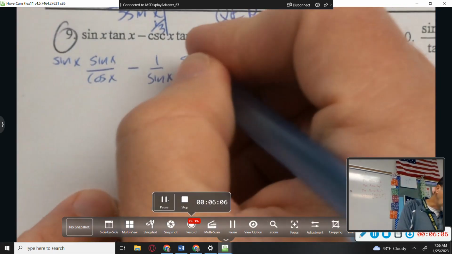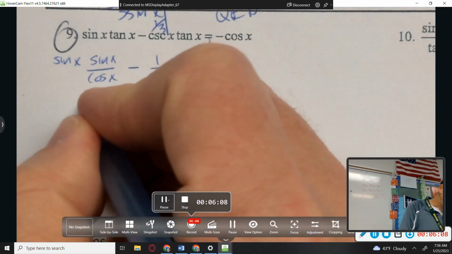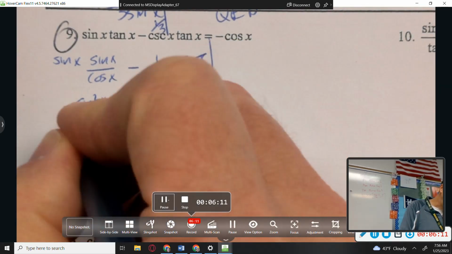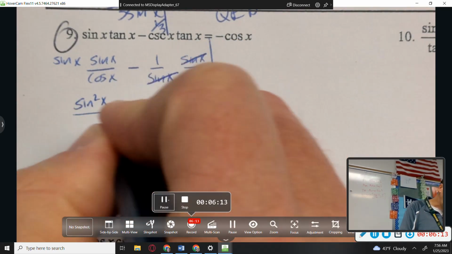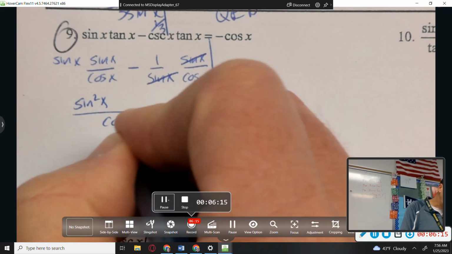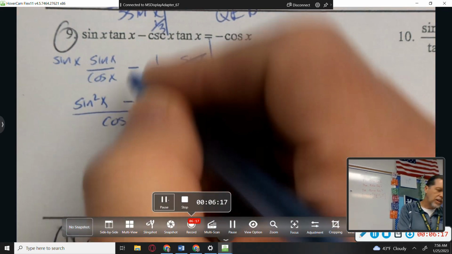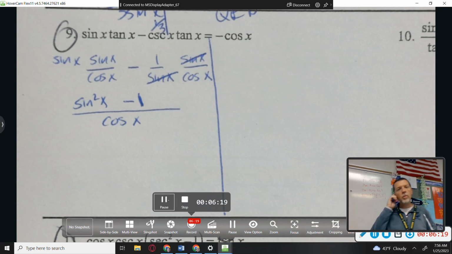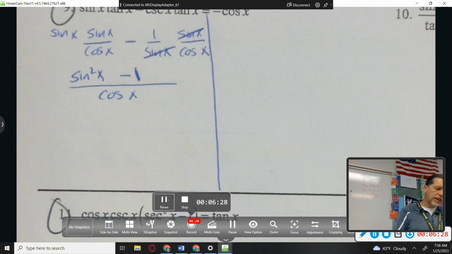The sines will cancel. Then I've got sine squared. Actually, I already have a common denominator. So that's kind of nice, especially since I'm aiming to get one term there. So sine squared minus 1 over cosine. That looks like a Pythagorean identity.